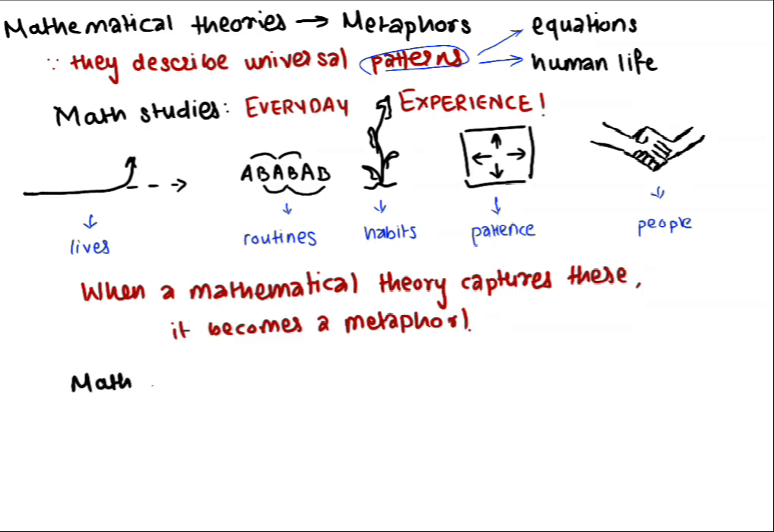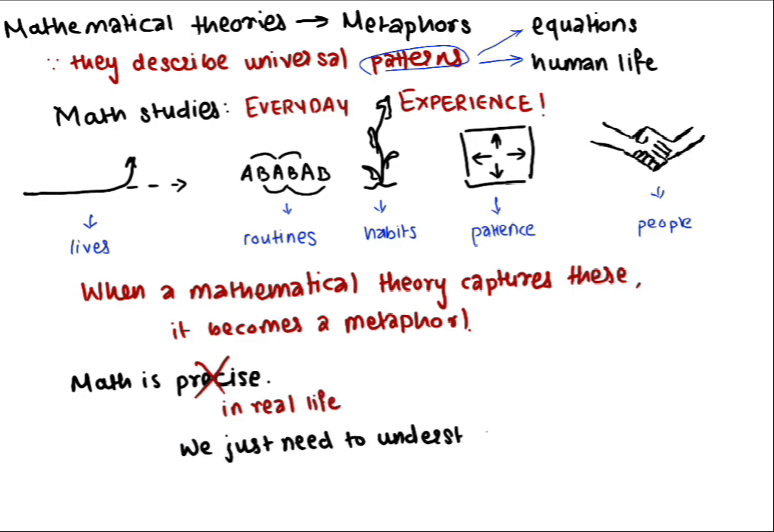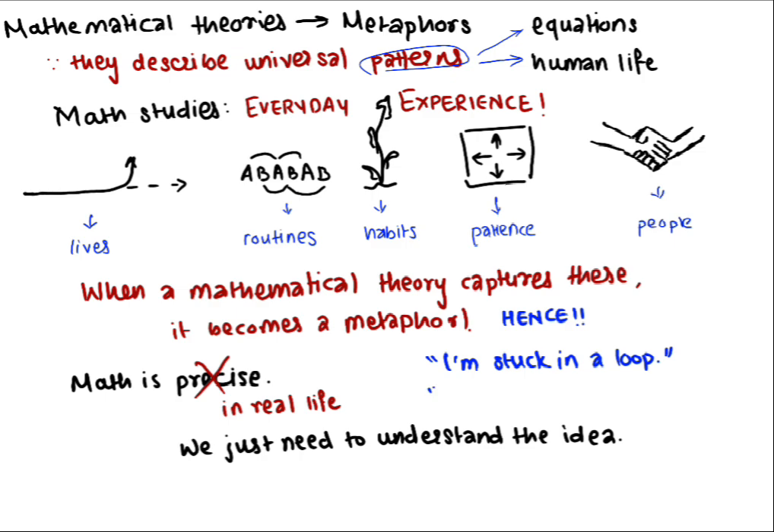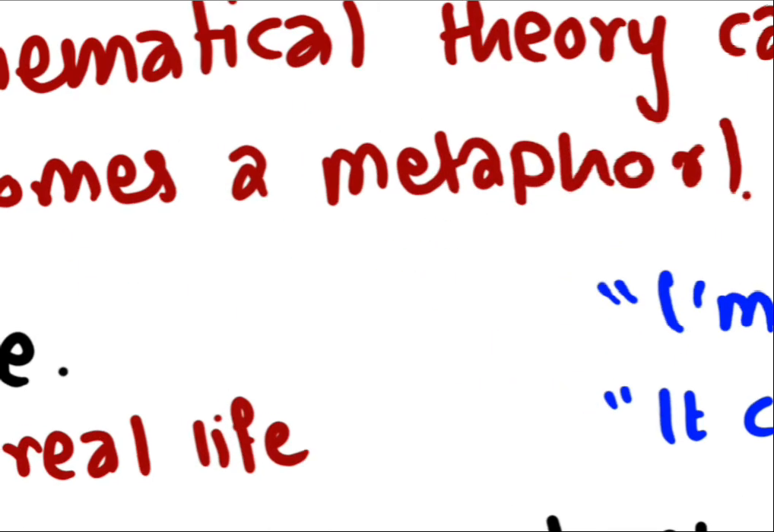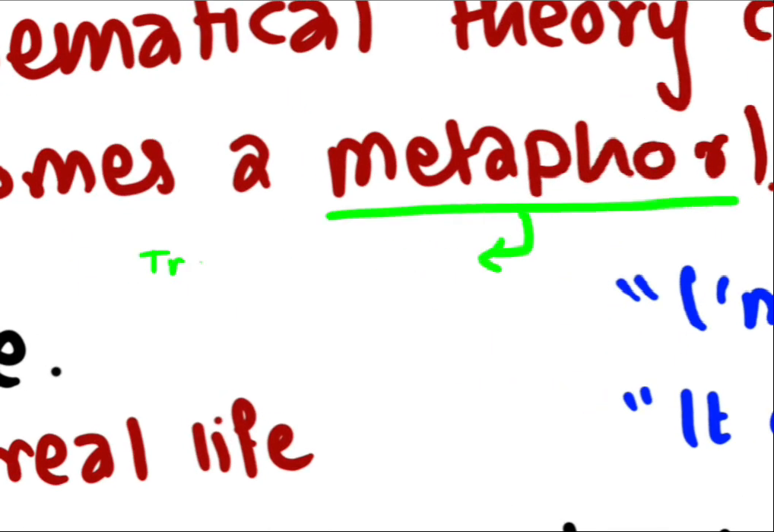Math is precise. It tells us exactly how something works. But most of the time, we don't need that level of precision, as we saw earlier. We just need to understand the idea. Instead of saying, the system follows a recursive function, we say, I'm stuck in a loop. Instead of describing a sequence of dependent events in detail, we say, it created a domino effect. The metaphor removes the complexity but keeps the meaning.